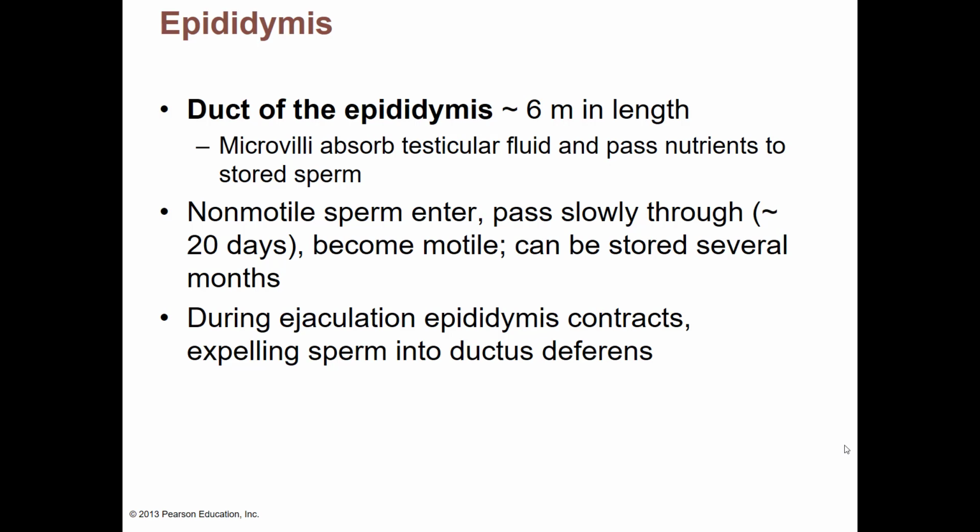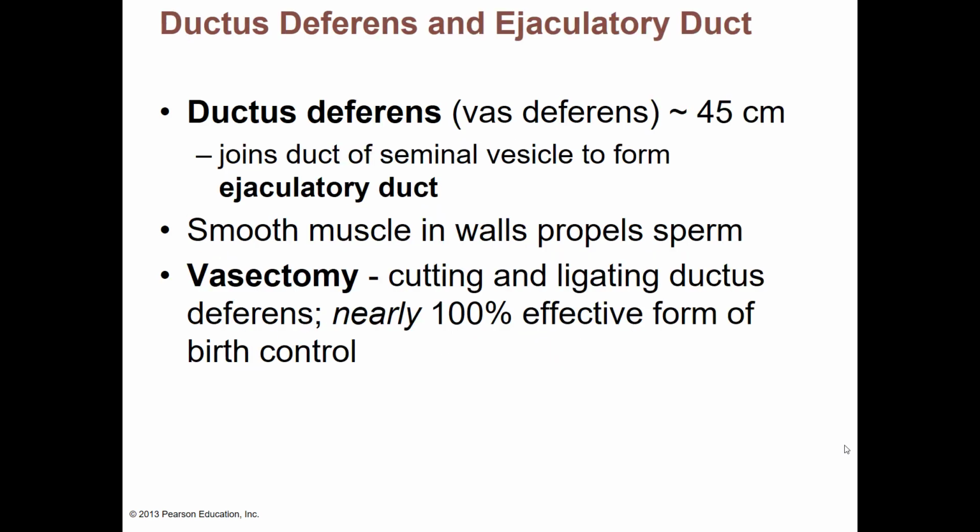Now, the ductus deferens or the vas deferens, it's got two names. I don't care which you remember it as. I like vas because I think of vasectomy. But the vas deferens, which is about 45 centimeters or about 18 inches, joins where the seminal vesicle or seminal gland comes out, and it forms that ejaculatory duct. They're surrounded by smooth muscle, which is still just propelling sperm along.